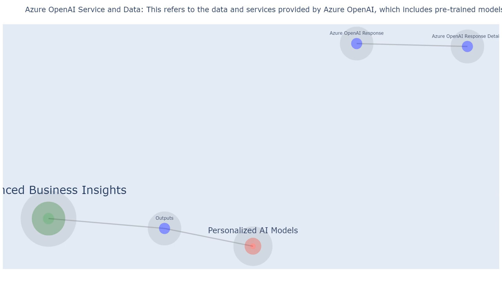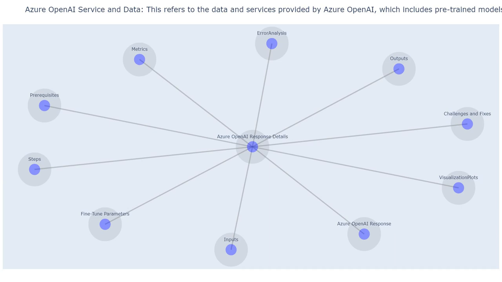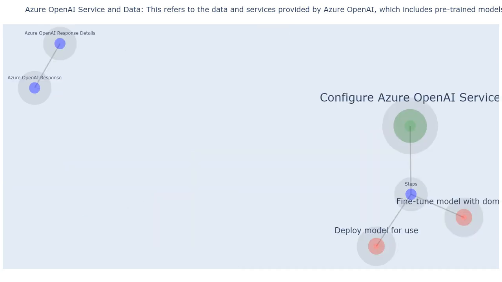These insights can help organizations make better decisions, improve efficiency, and gain a competitive advantage. Examples include predicting market trends, identifying customer preferences, or optimizing resource allocation. Steps. Configure Azure OpenAI service.